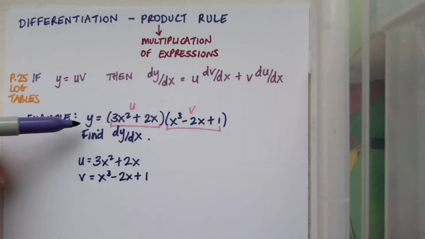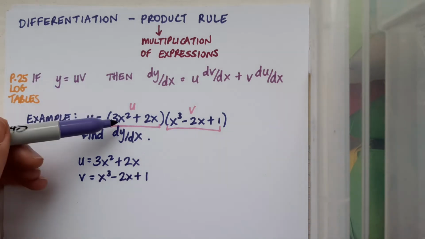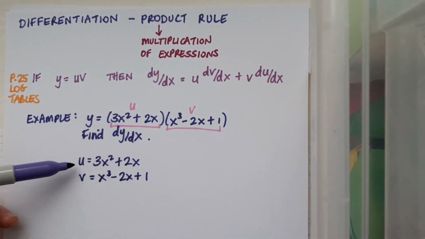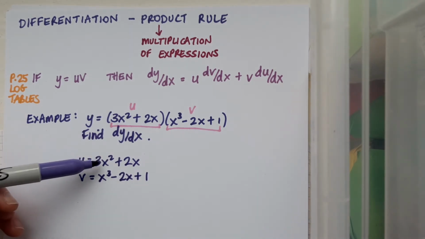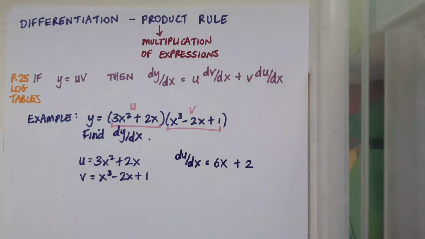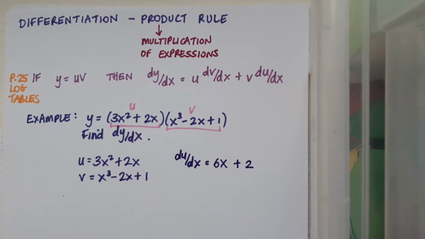Now notice that when I've got an expression called y and the variables are x's, I differentiate and get dy/dx. Here I've got an expression called u with variables of x, so I'll differentiate and call the derivative du/dx. To get du/dx, I just differentiate like I normally would. So 3x squared is going to become 6x, and plus 2x is going to become plus 2. I'll repeat this procedure for v to get dv/dx. So dv/dx is just going to be 3x squared minus 2.